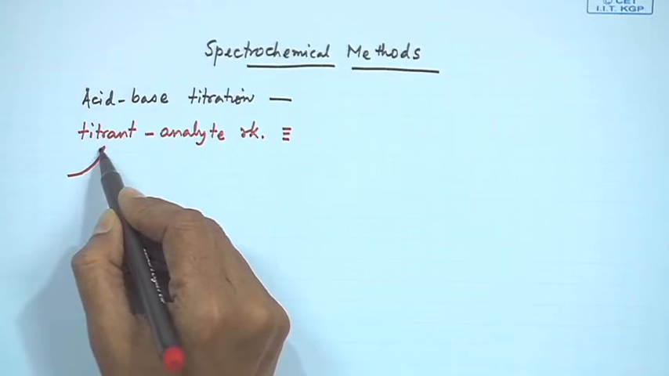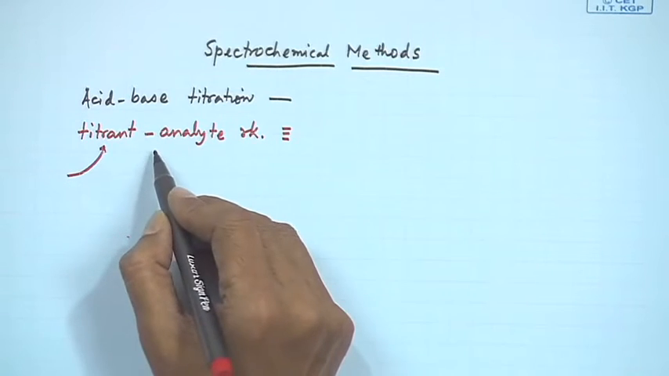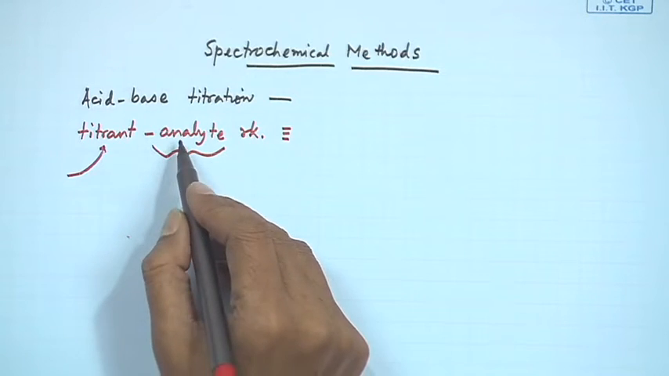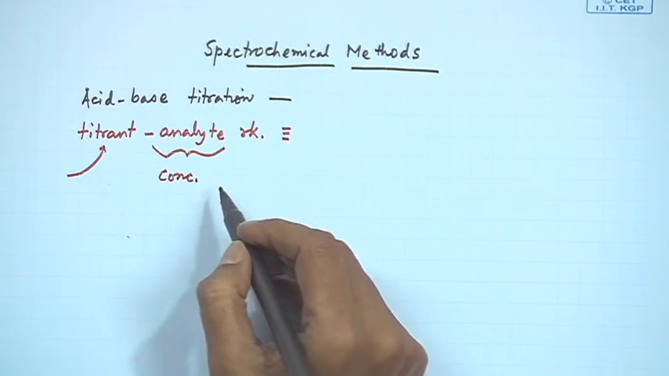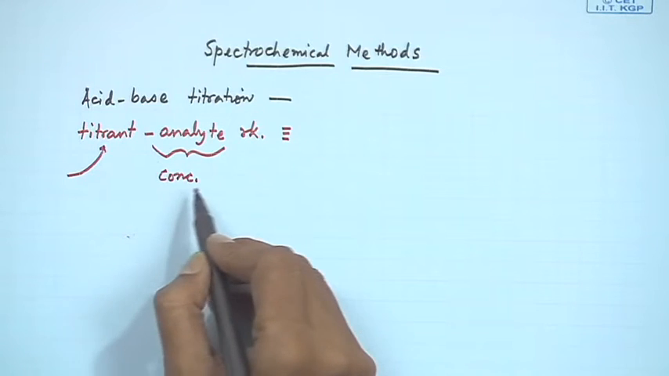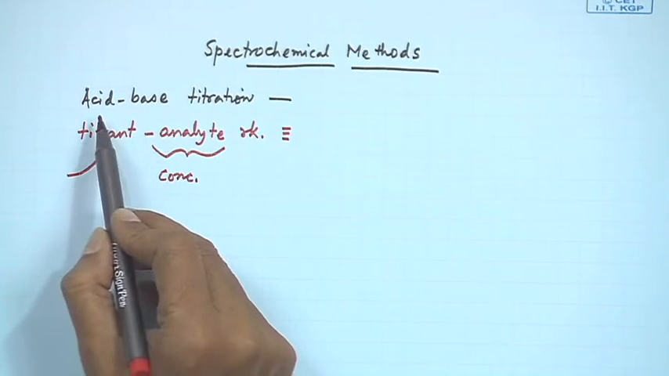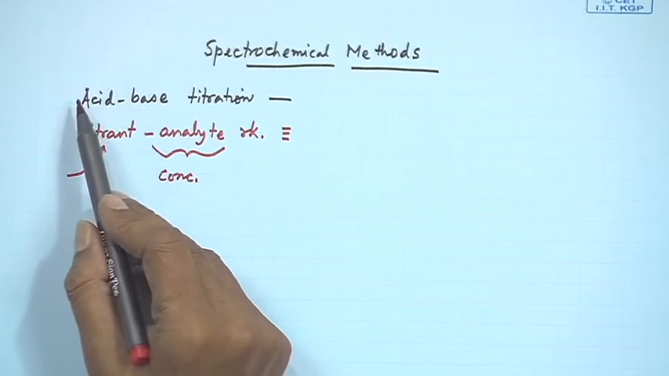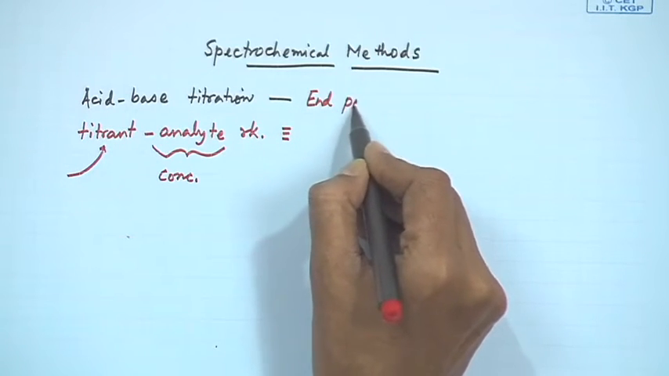So we have to use a particular solution of known strength, say a titrant volume, where we will identify the concentration of the analyte in any unknown sample. It can be a solid sample, or a solution, or a gaseous sample solubilized in some solvent, where we can go for this sort of reaction. You all know that when a particular base solution or acid solution is completely neutralized, we get the typical end point of that reaction.